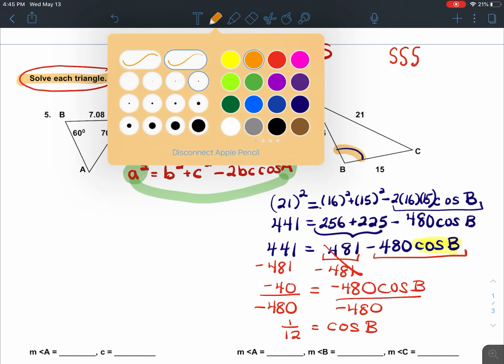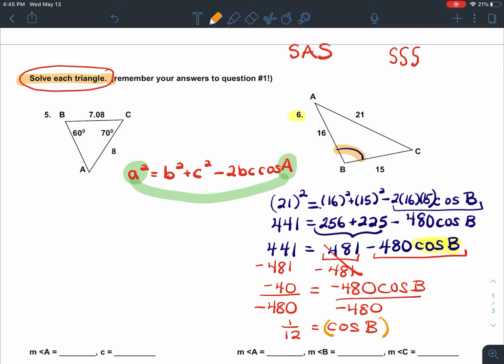And then here we are going to get rid of that cosine by doing the inverse cosine of both sides. This is going to tell me that angle B, inverse cosine of 1/12, if I round that to the nearest degree, is roughly 85 degrees. So I'm going to put that down here on the line. I'm also going to put that up here in the picture.